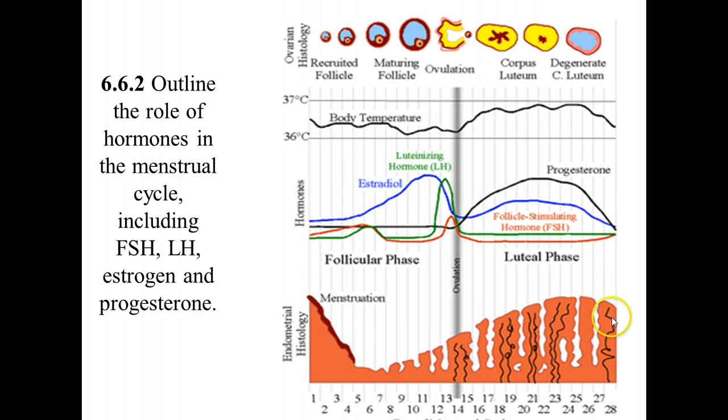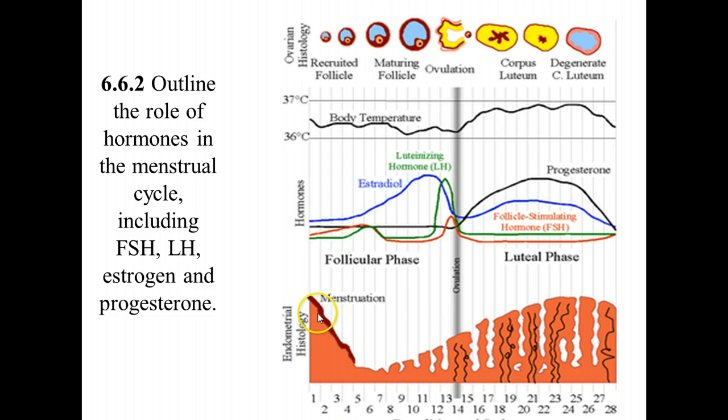Okay, so here's a diagram that shows 4 different sets of data as time progresses through a menstrual cycle. And I want you to notice here on the bottom, this is the endometrial lining. This diagram shows the endometrial lining, or the lining of the uterus. And you notice that the cycle begins with menstruation. This is bleeding or release of the lining of the uterus. And we'll come back to this in just a moment.